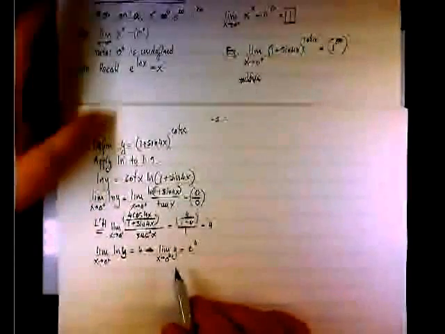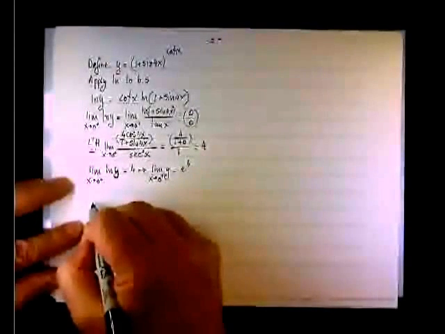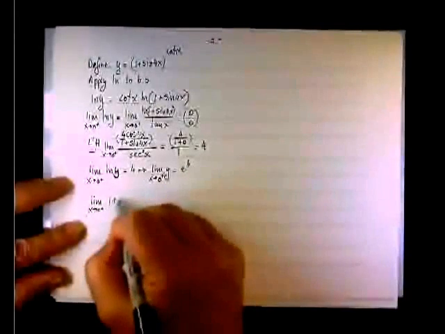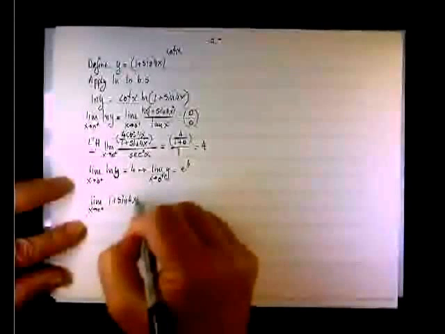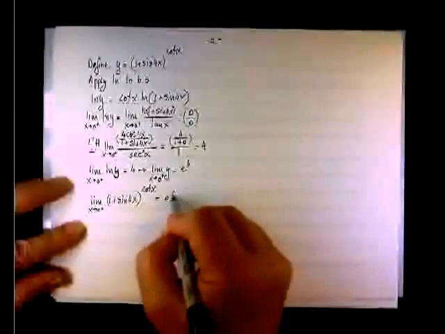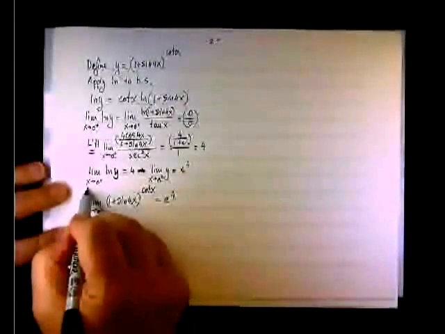Okay, and now go back to y. The definition of y, we defined it right here on top. So we end up having the limit as x goes to 0 plus of 1 plus sine 4x raised to the power of cotangent x is e to the 4th. And this is it. This is the answer.